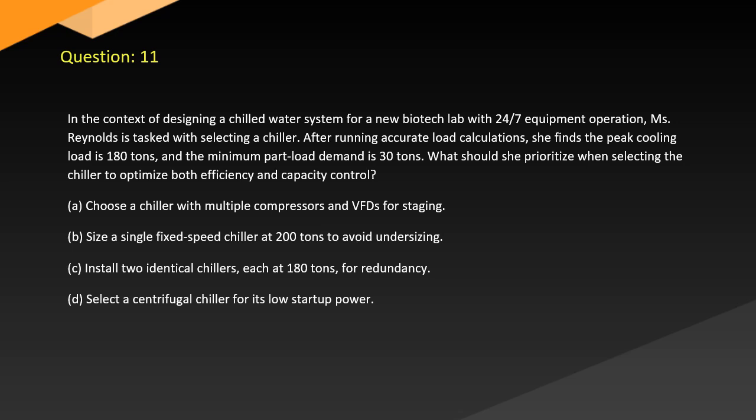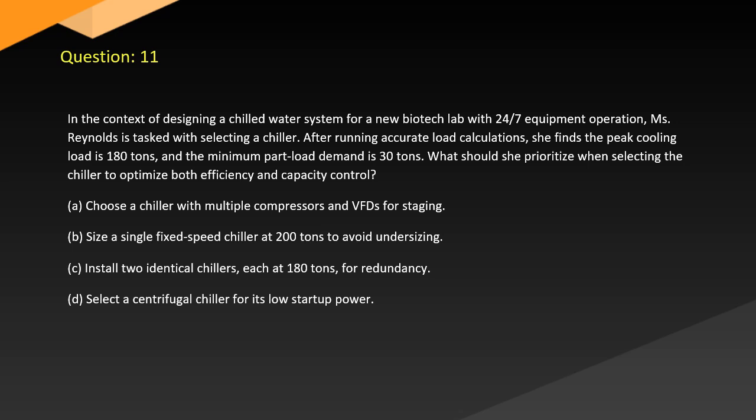Question 11. In the context of designing a chilled water system for a new biotech lab with 24/7 equipment operation, Reynolds is tasked with selecting a chiller. After running accurate load calculations, she finds the peak cooling load is 180 tons and the minimum part load demand is 30 tons. What should she prioritize when selecting the chiller to optimize both efficiency and capacity control?